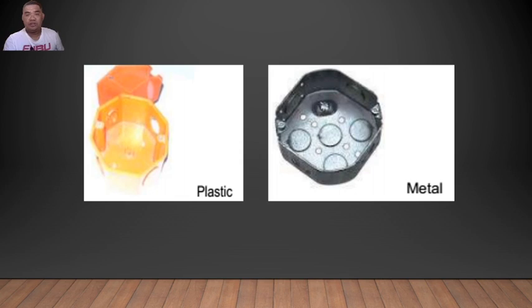The purpose of the junction box is where we put our connections or splicings. This is why the junction box is very important. We have the plastic and the metal.